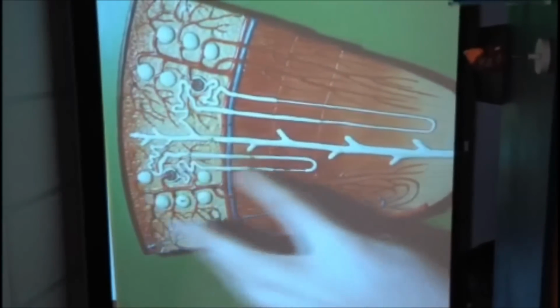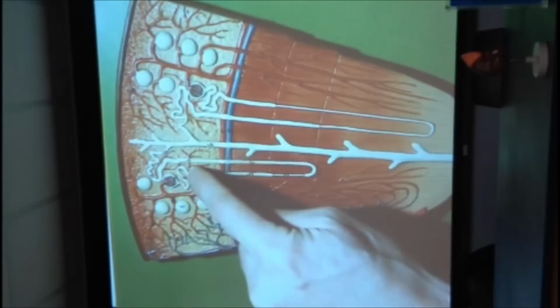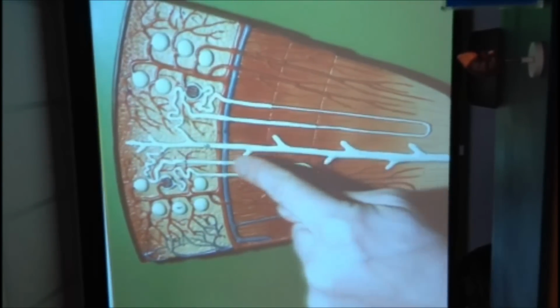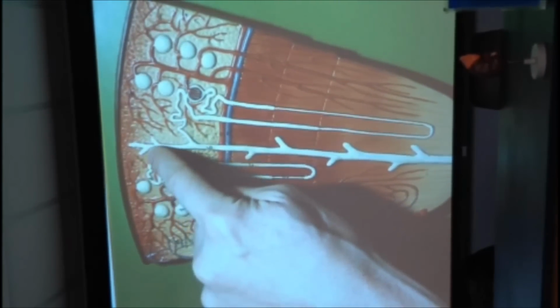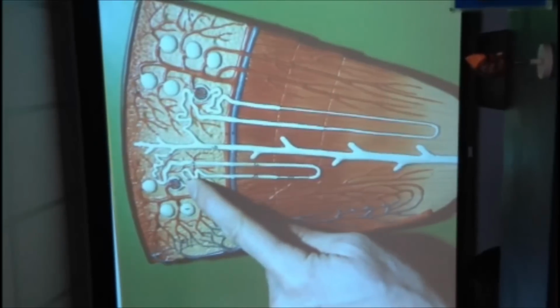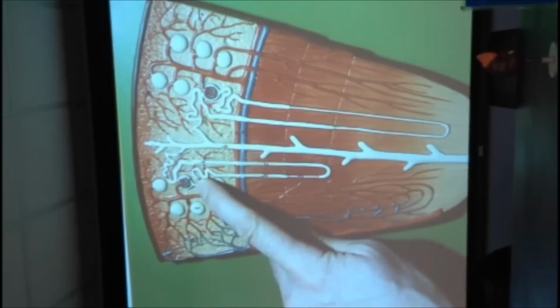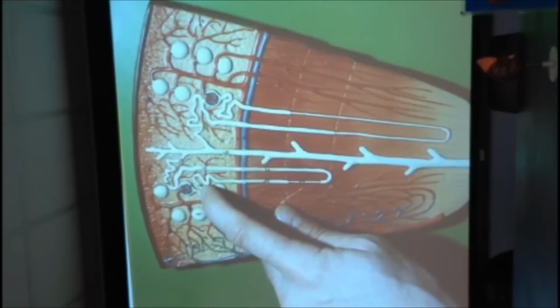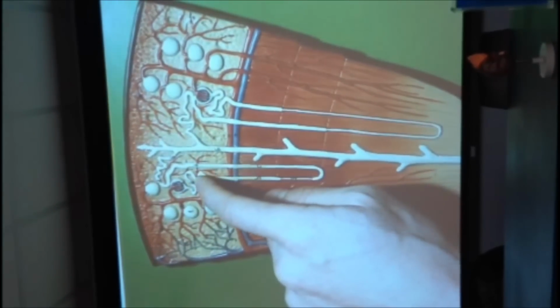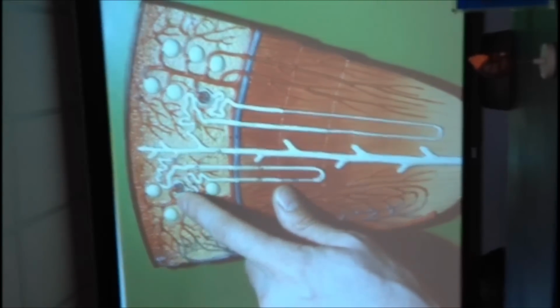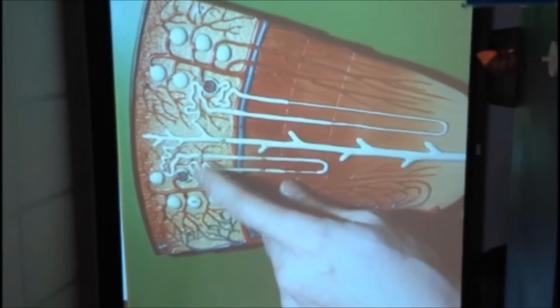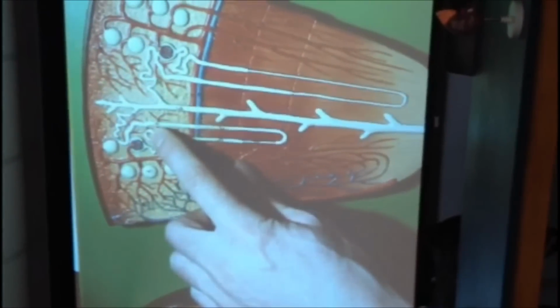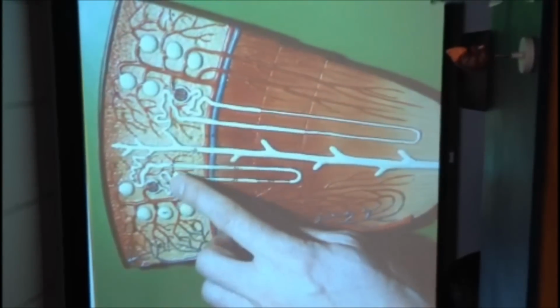There are 3 parts to this tubule network. There's this part here, then there's a little hairpin loop, and then there's another little squiggly part up here. The squiggly parts are easy because they basically have the same name. This is the proximal convoluted tubule. Proximal refers to its relative location to the corpuscle, and convoluted meaning it's squiggly. That's all convoluted means. The other convoluted tubule is over here. It is the distal convoluted tubule.